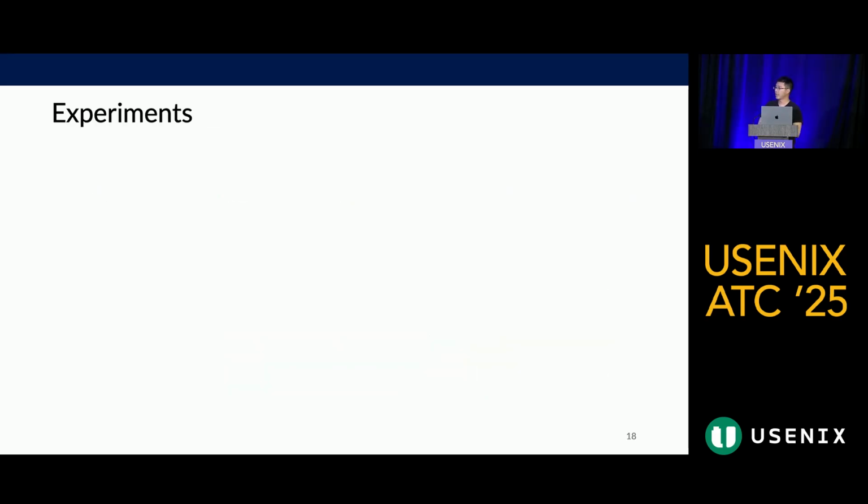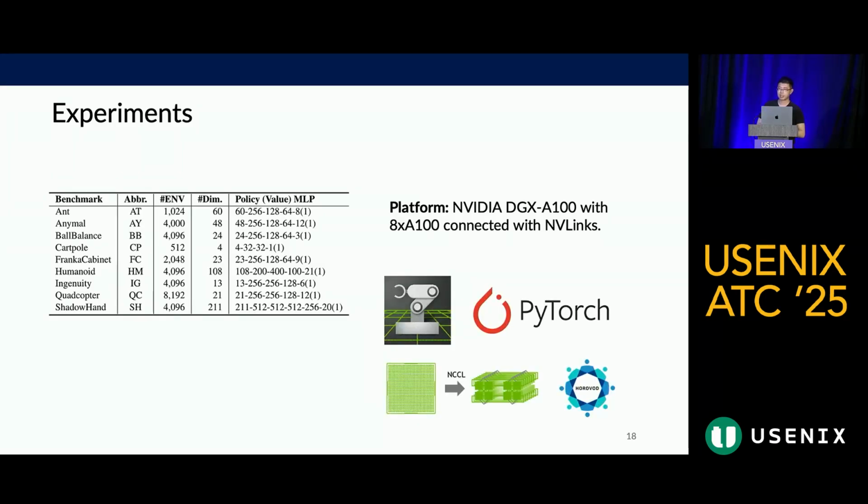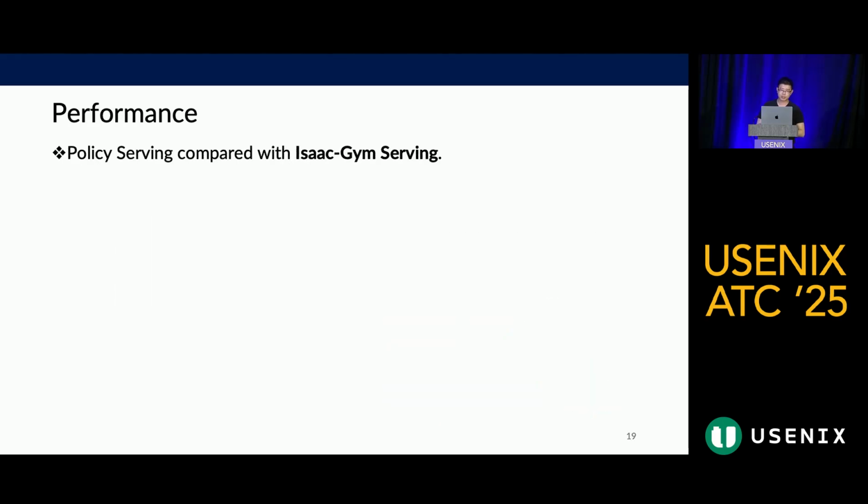So let's take a look at the experiments. Essentially, we've done a bunch of experimental testing. Here we have different benchmarks across different domains, and also networks on the different policy trainers. The platform we chose is the DGX A100 with NVLink, and the libraries we used include NVIDIA Isaac and the PyTorch framework for training, and also NCCL for communication, and Horovod for scaling across different platforms.